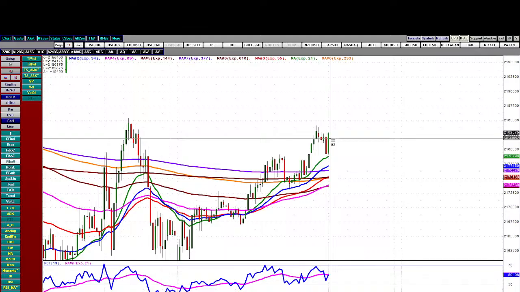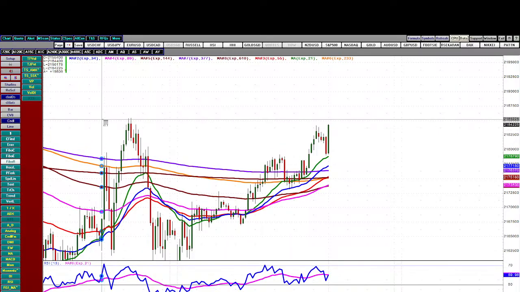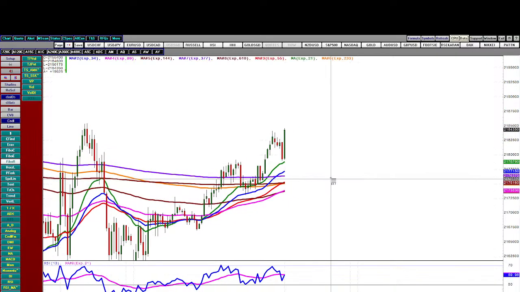Put a sell at market, which is 21820. For those people who are doing CFDs, you have to sell at 21820. Then the stop we try to put above.